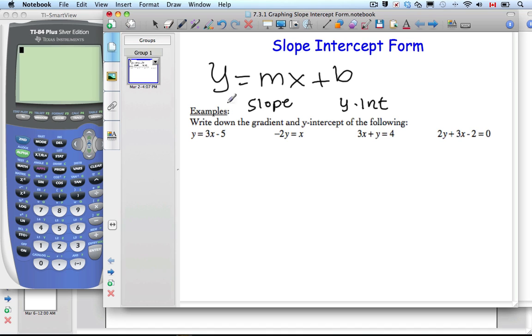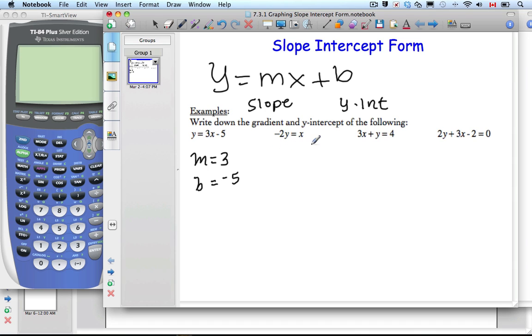It is. So now, I should probably call this gradient. Write down the gradient and the y-intercept of the following. Oh, this is easy peasy. Okay. Slope is 3. And b is the y-intercept, which is -5. Okay, next one.